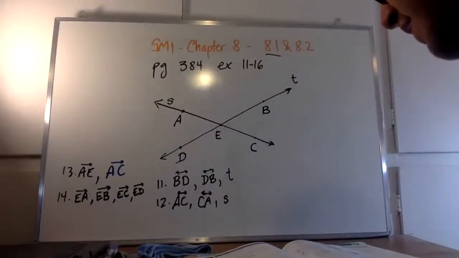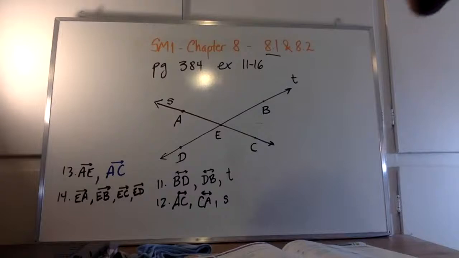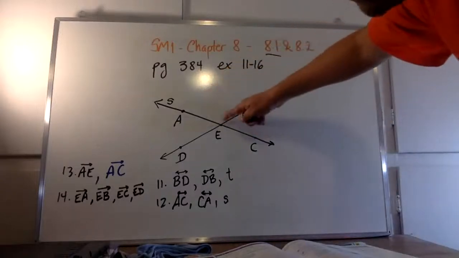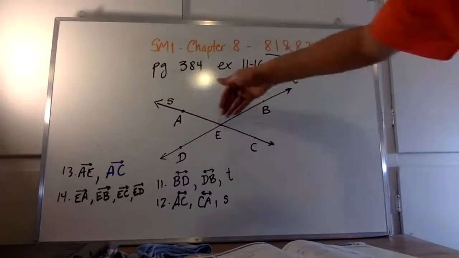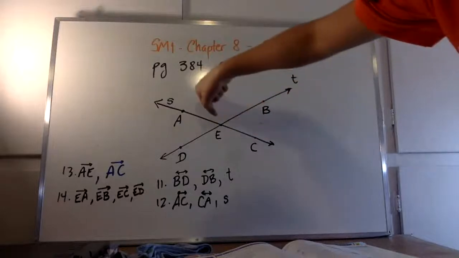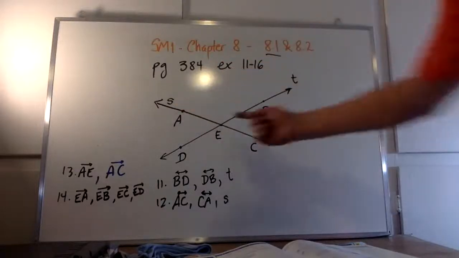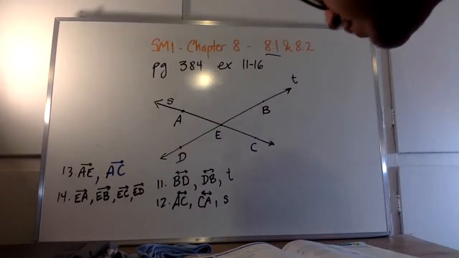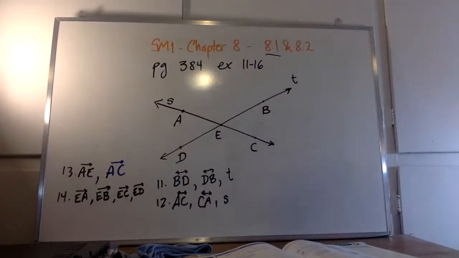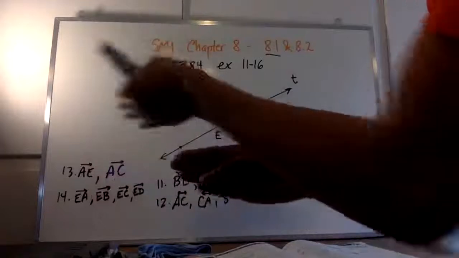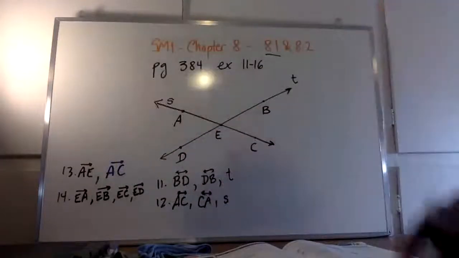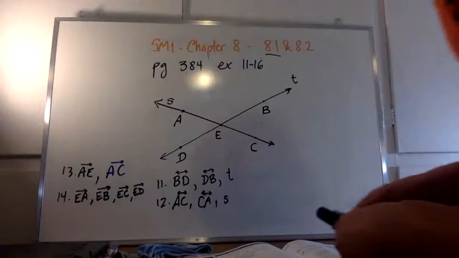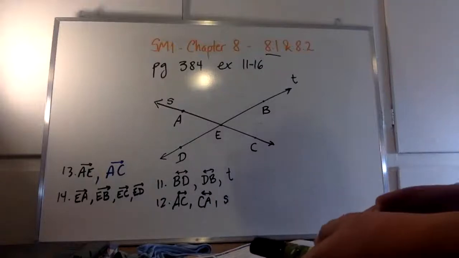Point 15 is name two pairs of opposite rays. Opposite rays is depending on the direction it goes. Yeah. So AE and EC. Sorry, EC and EA are opposite, or ED and EB are opposite. And name one pair of rays that are not opposite rays. So they just have a different direction, but they are not contrary or opposite to each other. Yeah. So 15. Let me copy.